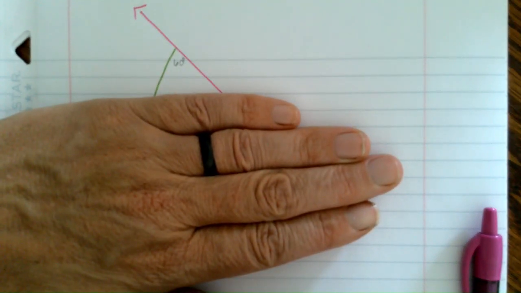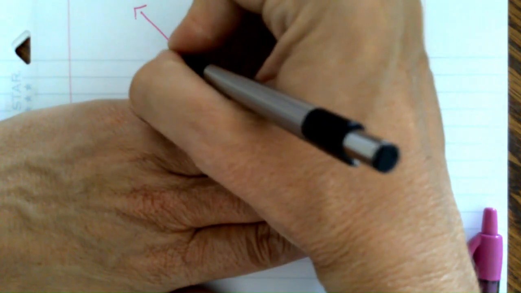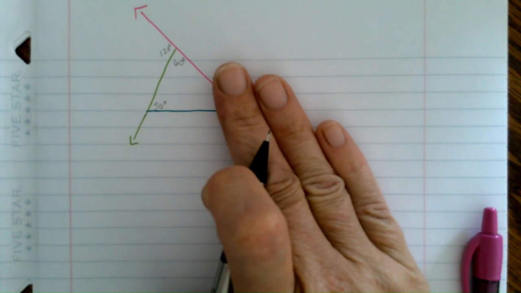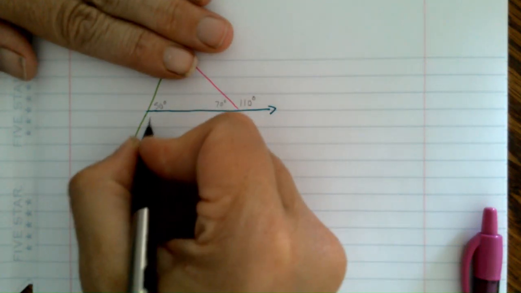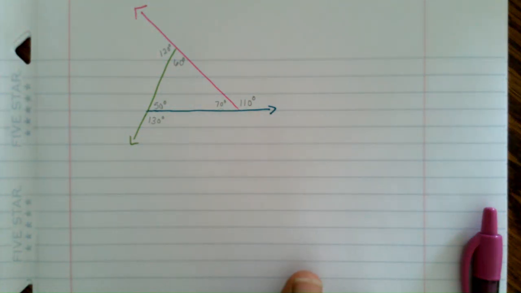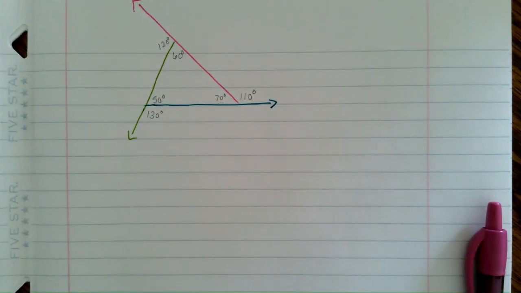If I look at our pink ray, 60 on the inside, so that would give us 120 on the outside, so that they add to 180. And our green, we have 50 on the interior, so we'd have 130 on our exterior. And I went ahead and put all 6 of those angles written down on there for a reason.